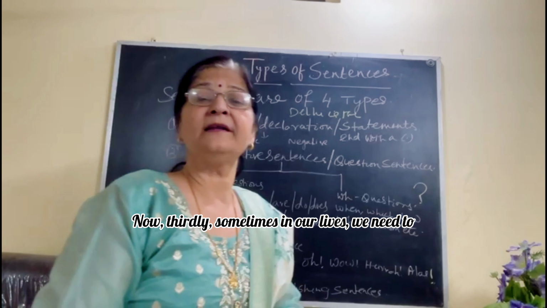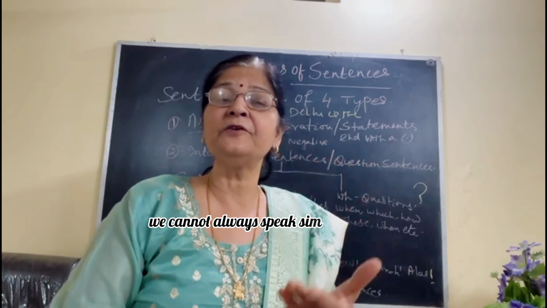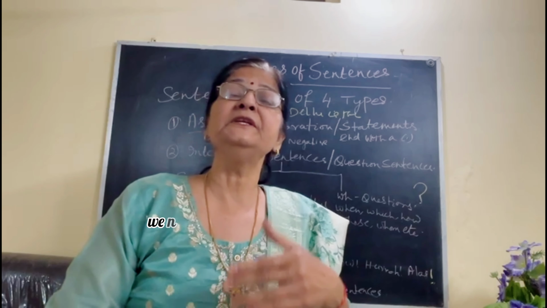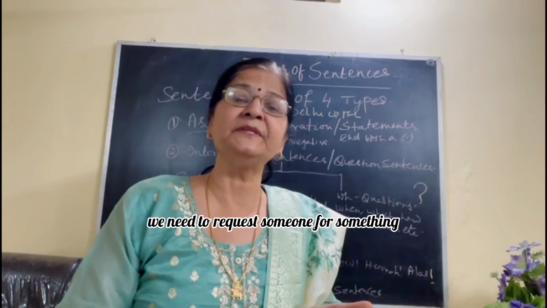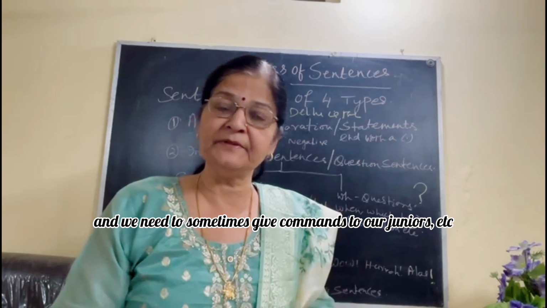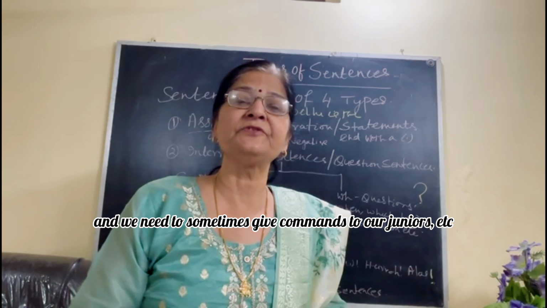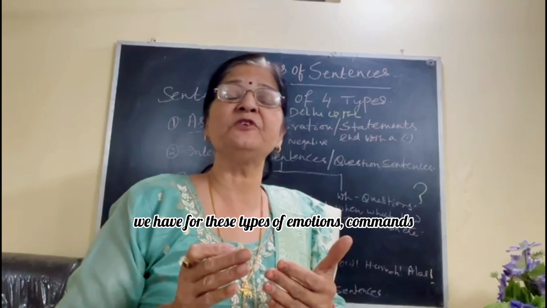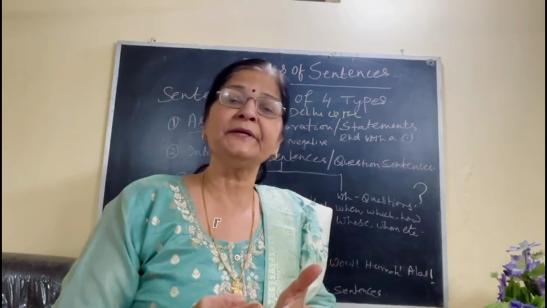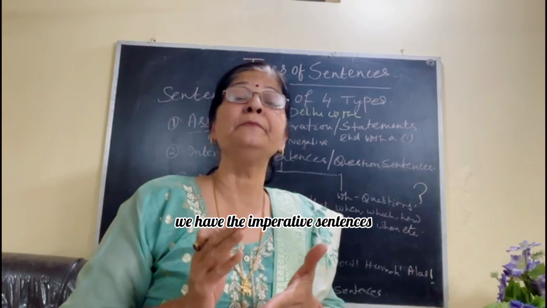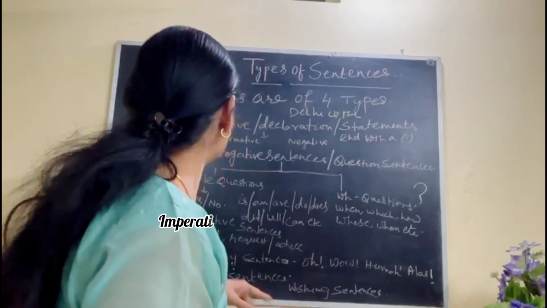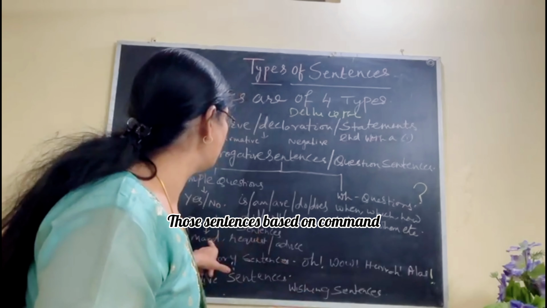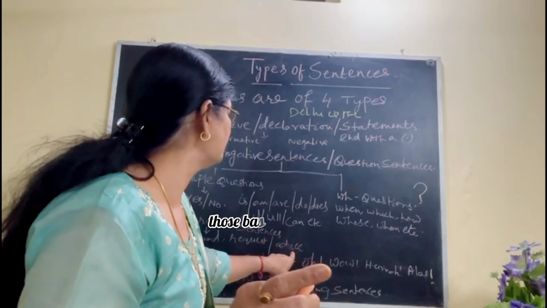Thirdly, sometimes in our lives we cannot always speak simple sentences. We need to advise someone. We need to request someone for something, and we need to sometimes give commands to our juniors, etc. So accordingly, in English language, for these types of emotions, commands, requests, and advice, we have the imperative sentences. Imperative sentences are of three types. Those based on command, those based on request, those based on advice.